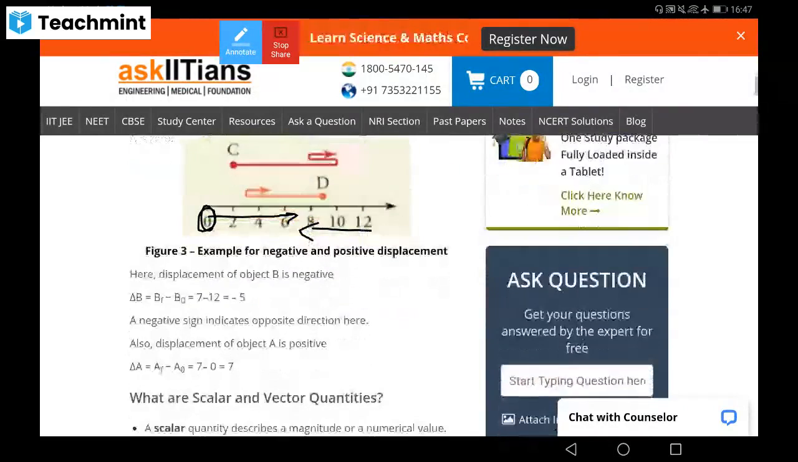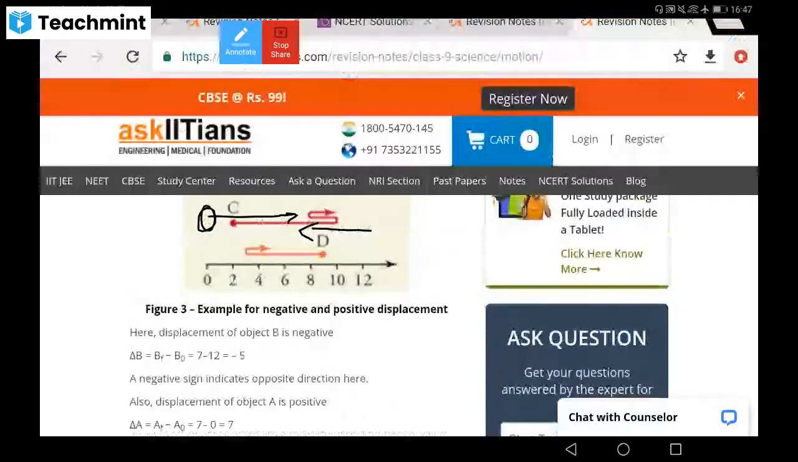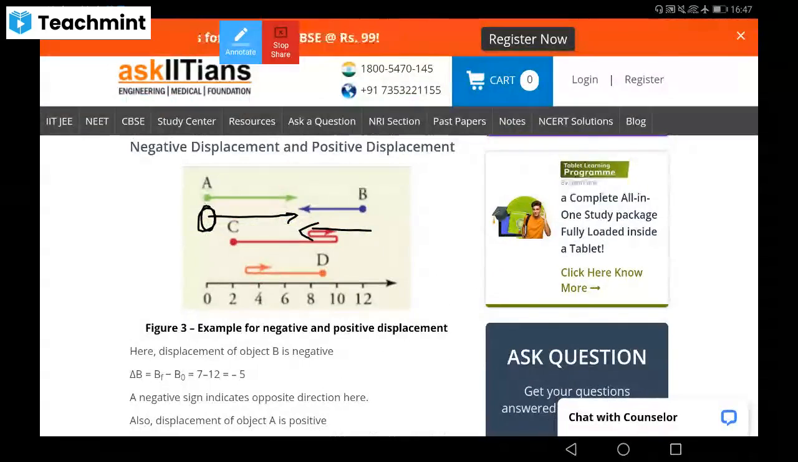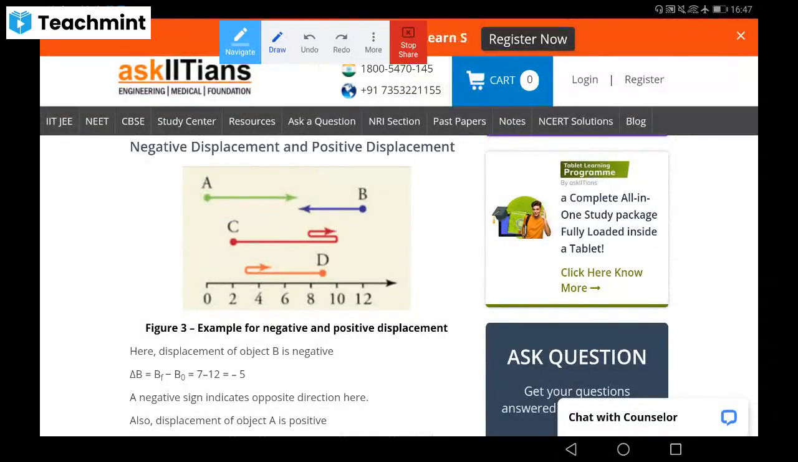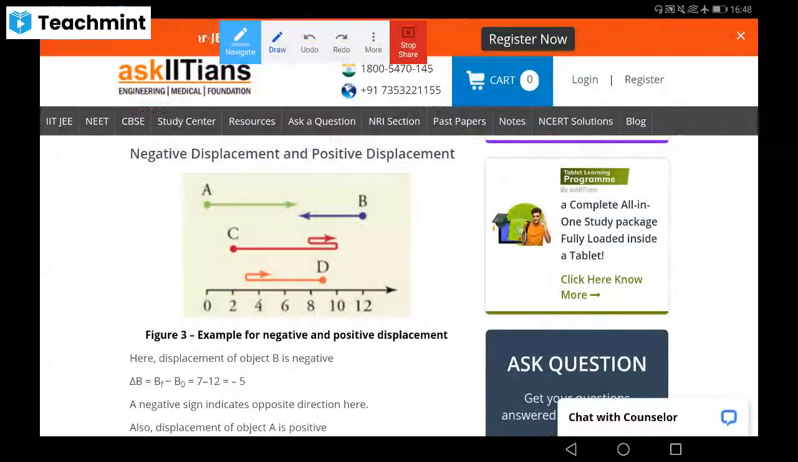So here displacement of an object B is negative. And object B, where this object B is, it is at 12. You see, this B is at 12, right?